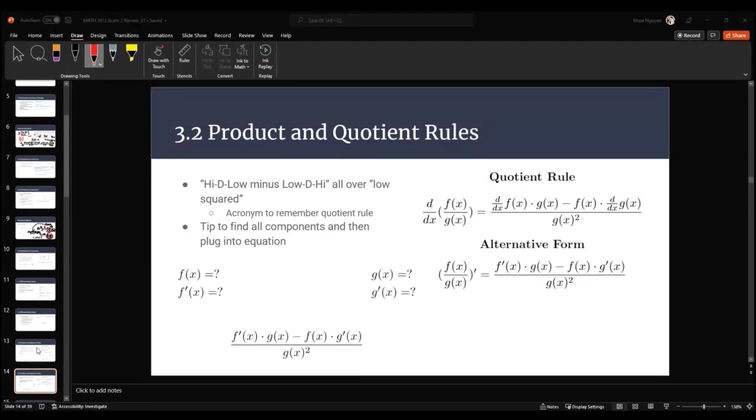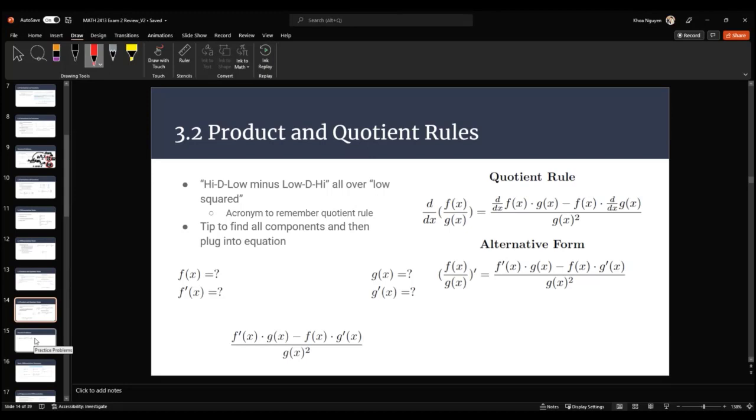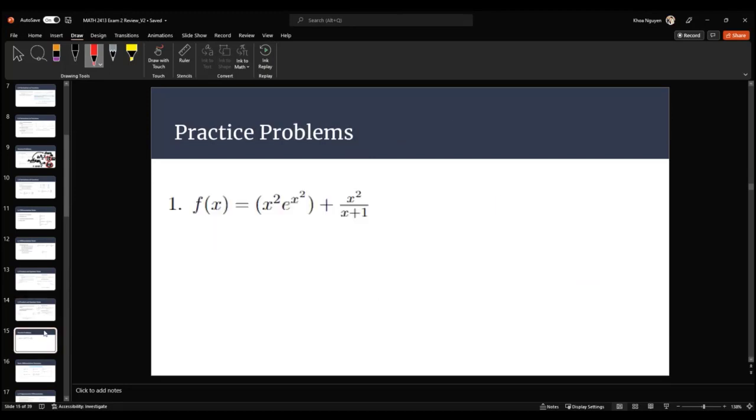Let's see here. Okay, so that's product and quotient rule. And then this is a practice problem. Actually, part of this uses a bit of chain rule, which is later on, but you should know how to do that. So remember, if you're taking the derivative of something with a chain rule, you would take the derivative of the big guy, which just stays the same, and then you would multiply by the derivative of the small guy, which is 2x.